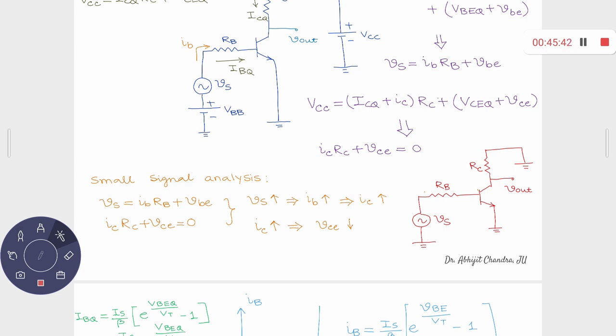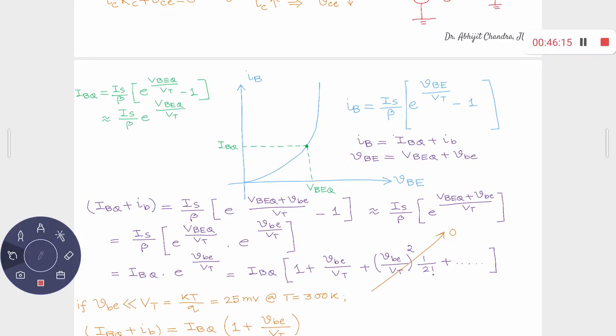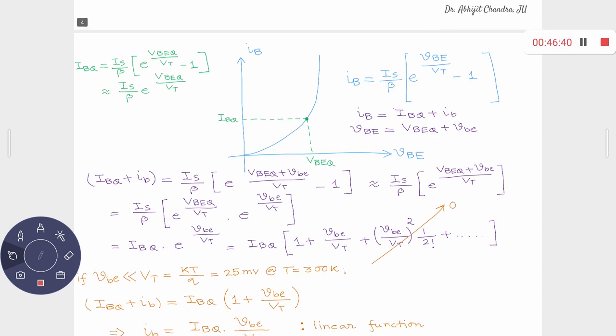So how can you ensure that if the input voltage changes by some amount, the corresponding input current changes in a proportionate amount? How can I ensure this? Because ultimately it is a non-linear, exponential function. This I versus V, you have already seen that expression. This I is nothing but a non-linear function of V. You have squares, e to the power VB by VT whole square by factorial 2, whole cube by factorial 3, and all these things. So you have to ensure that this non-linearity part is removed. You have to ensure that all these higher order terms are neglected, all of them.